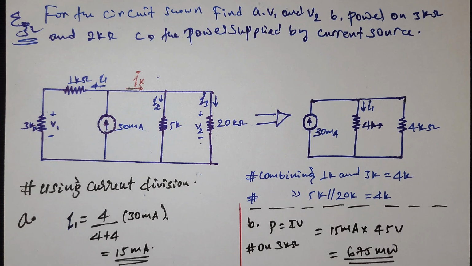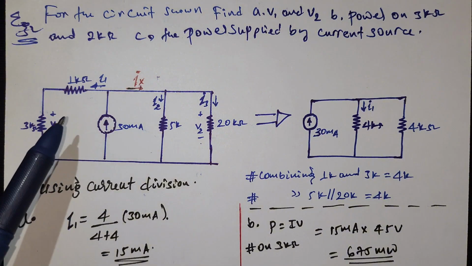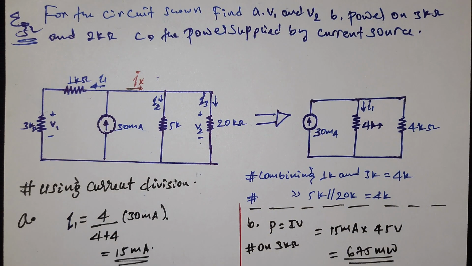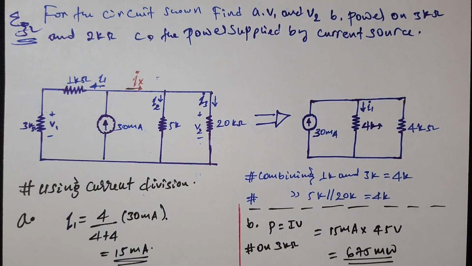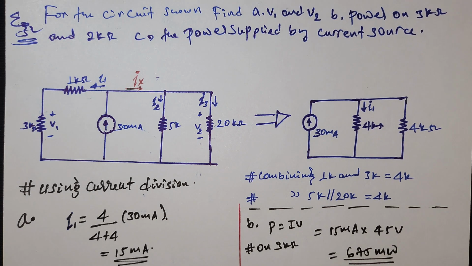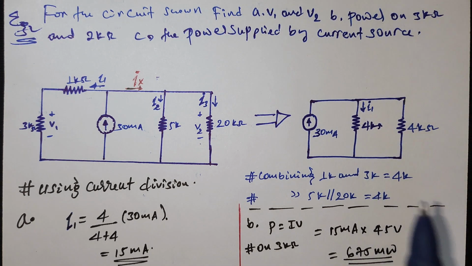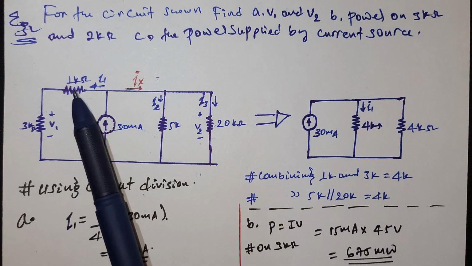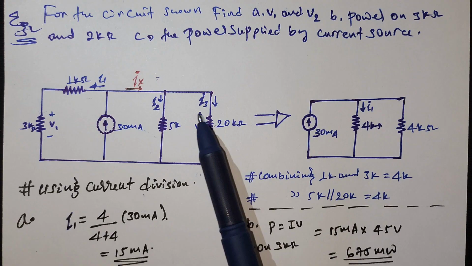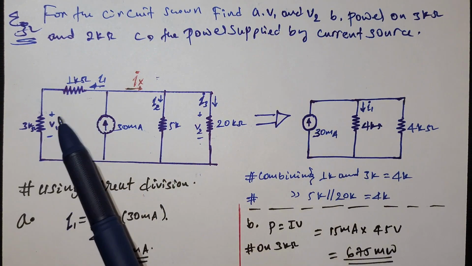The amount of power which this current source delivers. So let's begin. In order to solve this, we have to use current division and voltage division, also Kirchhoff's rules. So first we need to simplify the circuit. As you see, we are given a 30 milliampere source. We have resistors right here, which are situated in parallel.